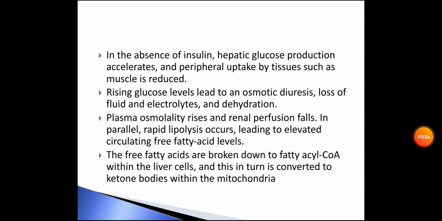In the absence of insulin, hepatic glucose production accelerates and peripheral uptake by tissues such as muscle is reduced. Rising glucose levels lead to an osmotic diuresis, loss of fluid and electrolytes, and dehydration. Plasma osmolality rises and renal perfusion falls. In parallel, rapid lipolysis occurs, leading to elevated circulating free fatty acid levels. The free fatty acids are broken down to fatty acyl-CoA within the liver cells, and this in turn is converted to ketone bodies within the mitochondria.